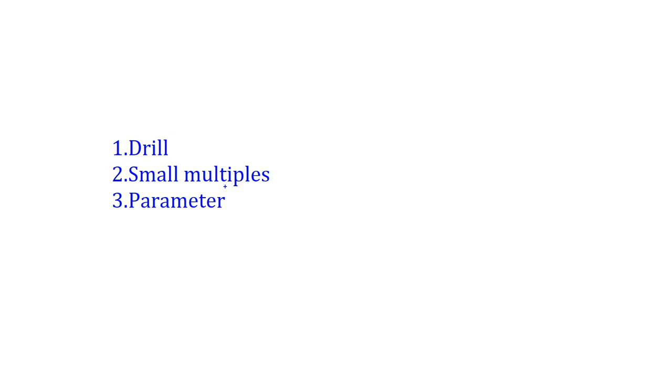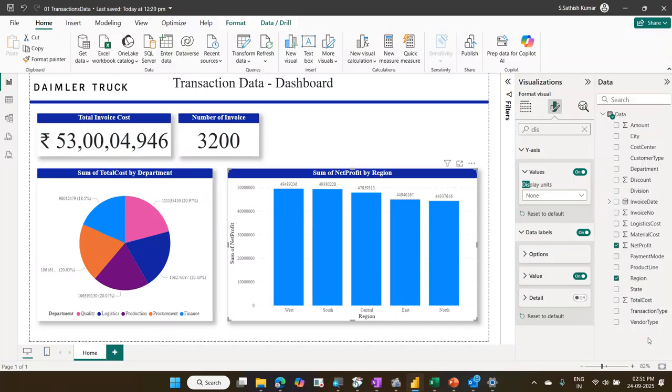First, let us start with drill. We'll start with this drilling. Let me start with the simple one. Let us take only these three: region, city, state. Tell me which could be the hierarchy, which could be the first one, which could be the second one, which can be the third one. Region, state, city.